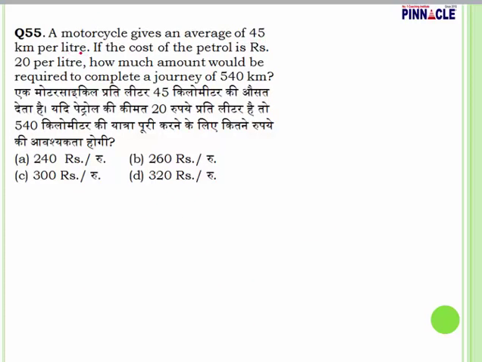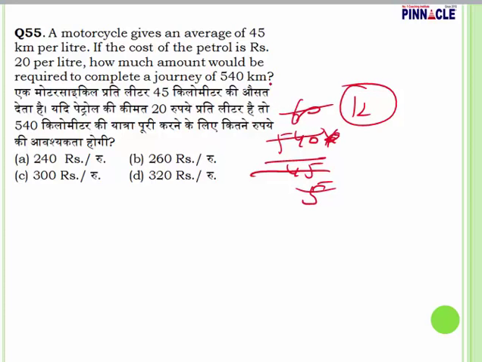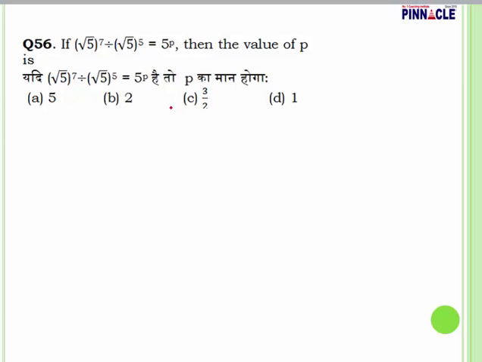A motorcycle gives an average of 45 km per hour. If the cost of petrol is rupees 20 per liter, how much amount would be required to complete a journey of 540 km? So divide 540 by 45, that should be equal to 12 liters. 1 liter is 20 rupees. So 12 into 20, 240 rupees should be the total cost. Answer is A. Next question, question number 56.